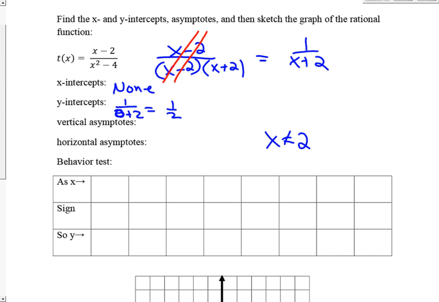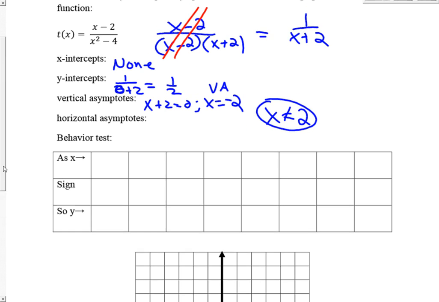For our vertical asymptotes, so for the vertical asymptotes, we take and we set the denominator equal to 0, right? So x plus 2 is equal to 0. We're going to get x equal negative 2. So that's a vertical asymptote. We have to also consider the fact that from the factor that was canceled out, x cannot equal 2.